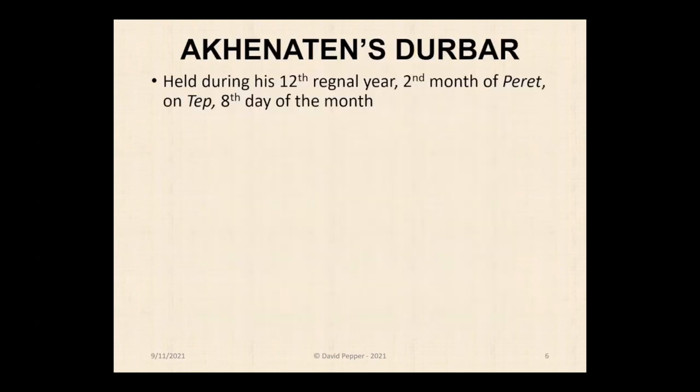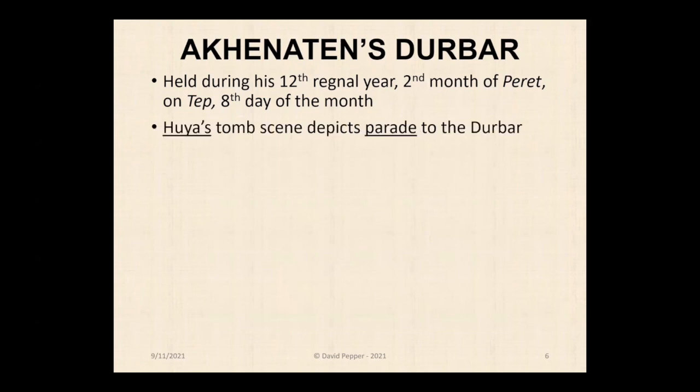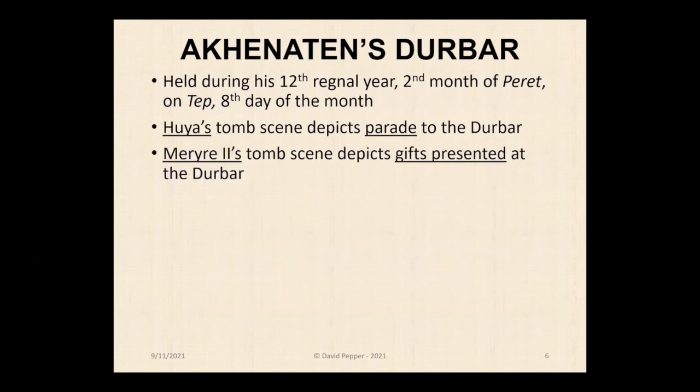Akhenaten's Durbar foreign tribute was held during his 12th regnal year, second month of Peret, the planting season, on the 8th day of the month. Huya's tomb scene depicts the parade to the Durbar pavilion. Mery-Ra II's tomb scene depicts gifts presented at the Durbar.